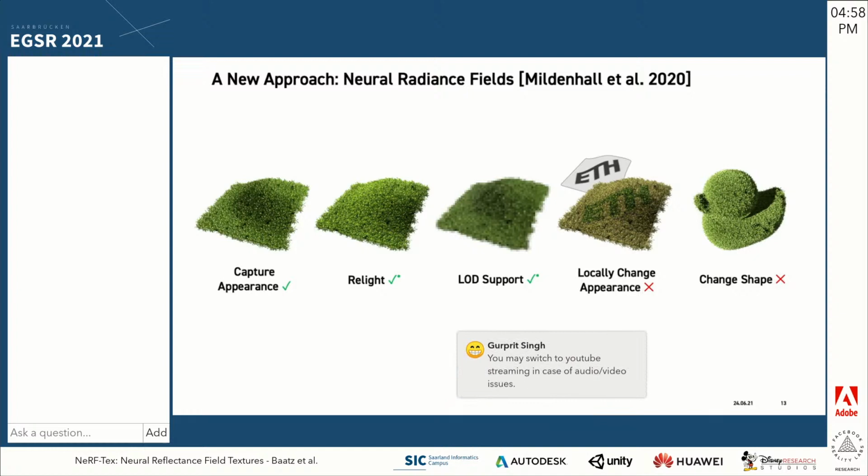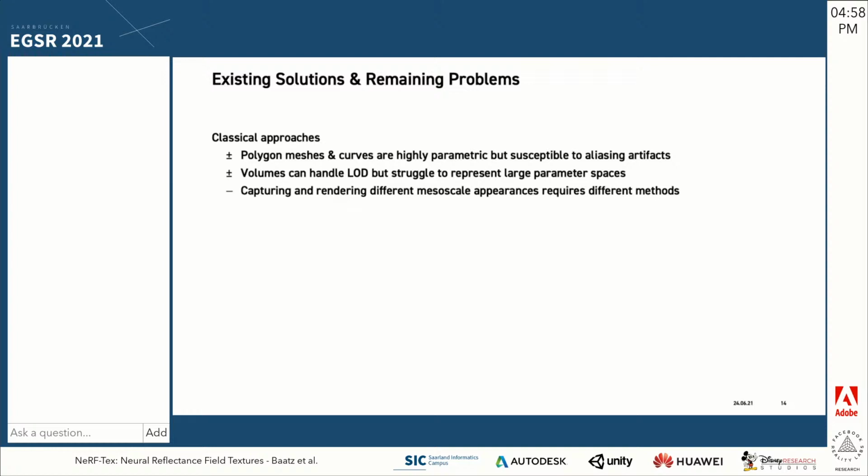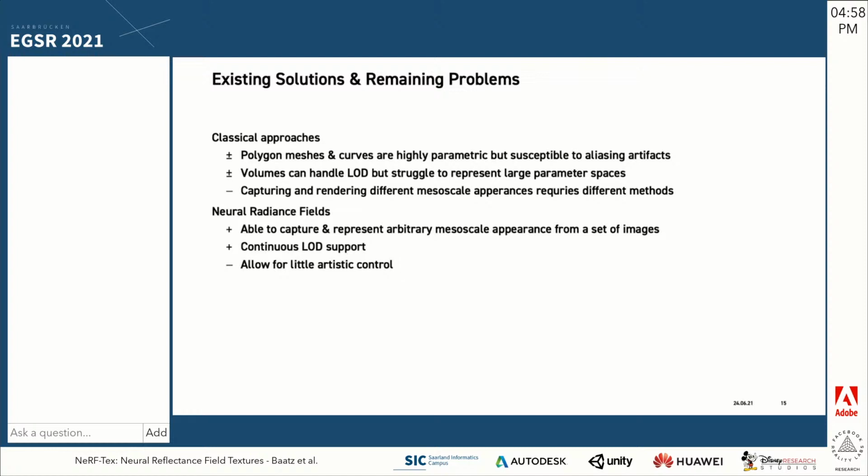To recap, while polygon meshes and curves offer great artistic control, they are also susceptible to aliasing artifacts. Volumes readily come with LOD handling, but can't continuously represent many different appearance parameters. Additionally, capturing and rendering different mesoscale appearances requires different, potentially highly case-specific methods. Neural radiance fields, on the other hand, allow to capture appearance just from a set of images and their poses and can be trained to produce aliasing-free results. So far, however, they do not deliver artistic control in a way that traditional primitives do.